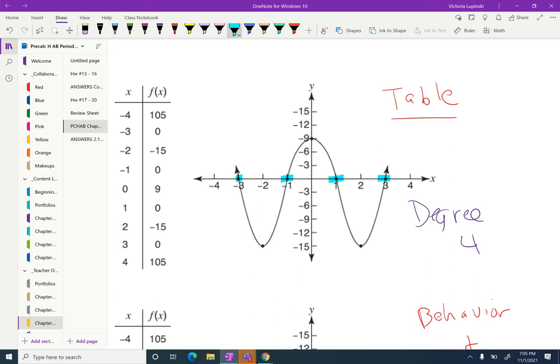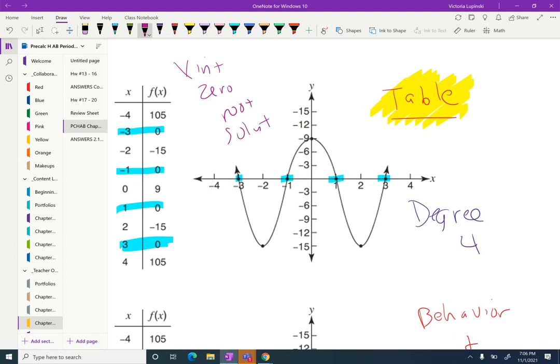I want to just talk about specifically in this iteration the relationship between the graph and the table. If you notice each of those x-intercepts, if you look at the graph, here's -3, 0, here's -1, 0, here's +1, 0, and here's 3, 0. So again, please make sure you know that in a table, if you're talking about an x-intercept, a 0, a root, or a solution, all of those mean the same thing. Those are all the blues.